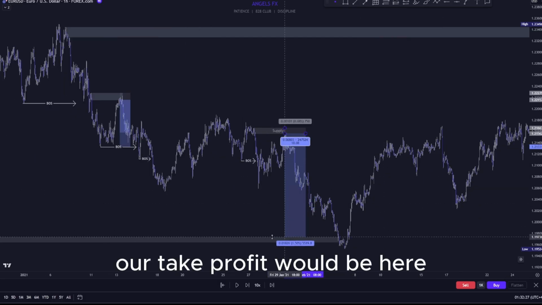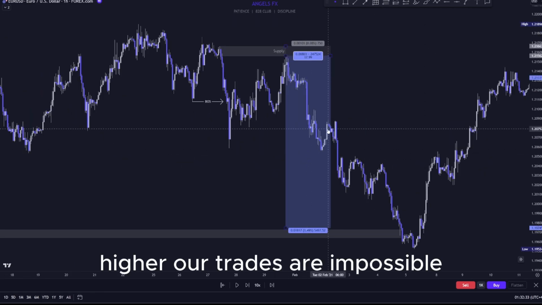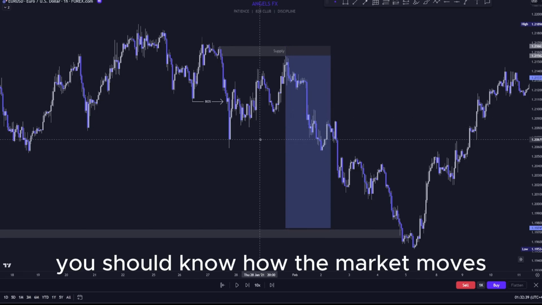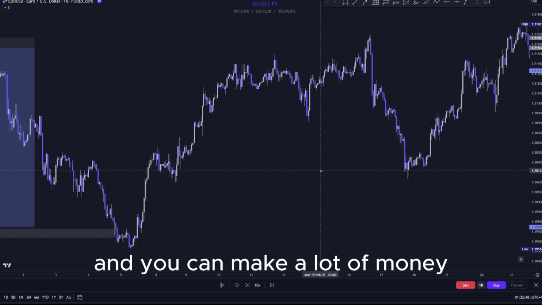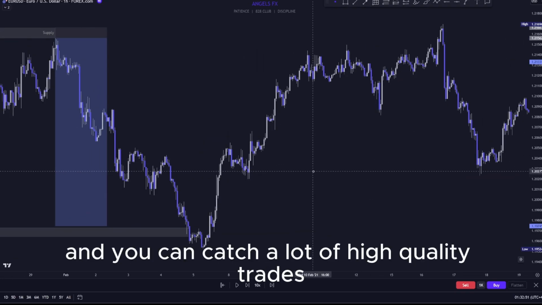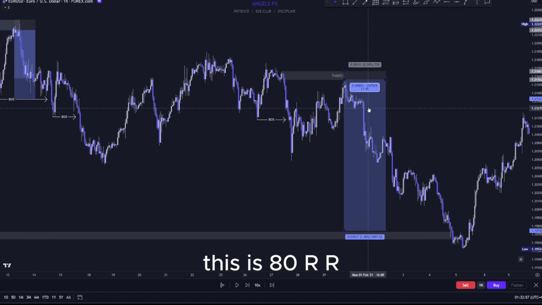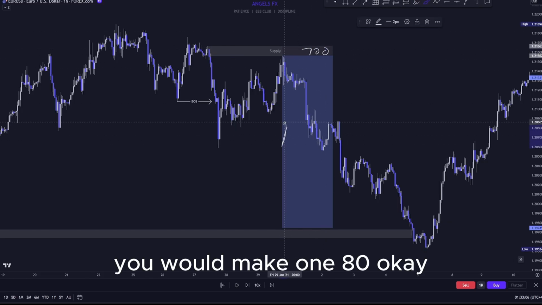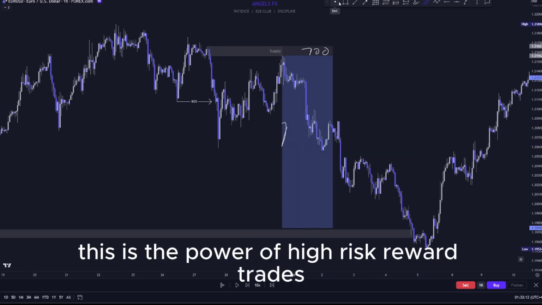Look, our take profit would be here. Nice, insane. And people will say, "Oh, high RR trades are impossible. It's illogical. It's about luck." No, you should know how the market moves. You should know how and why price moves, and you can make a lot of money, and you can catch a lot of high quality trades. Okay, you would risk 1%. This is the RR. So let's mark. If you risk $100, you would make $180. Okay, this is the power of high risk to reward trades.